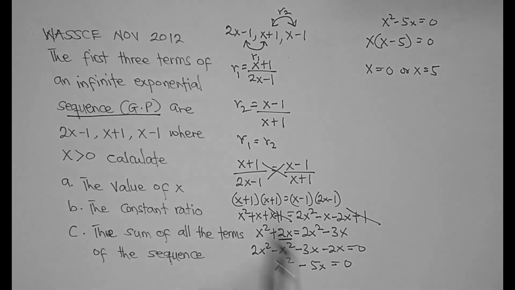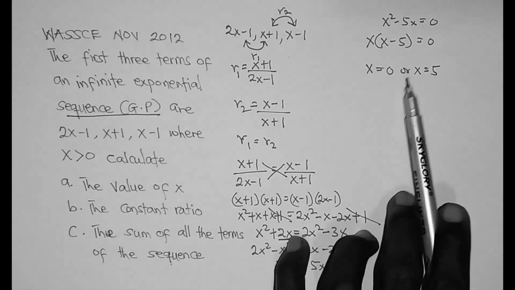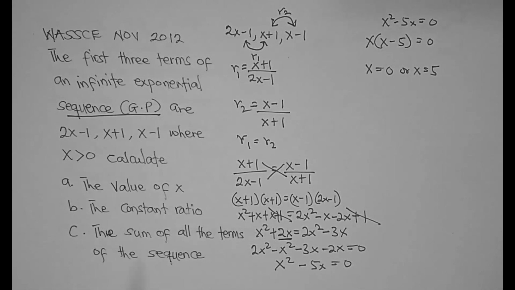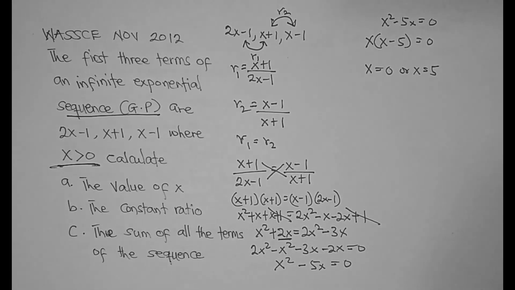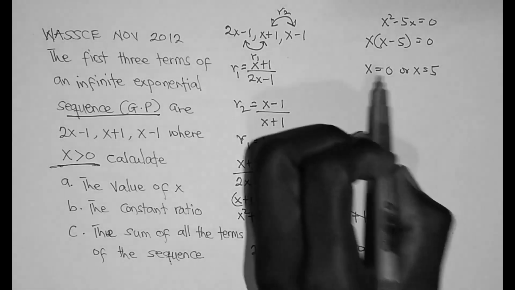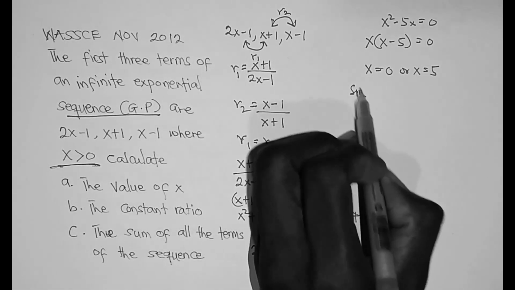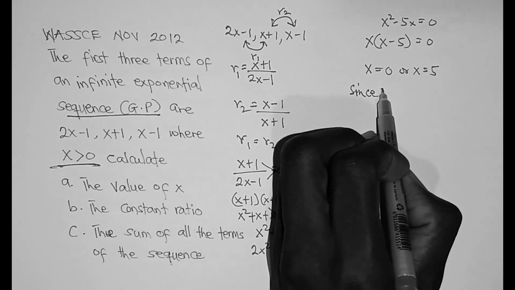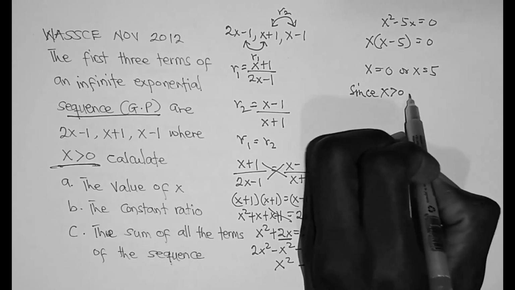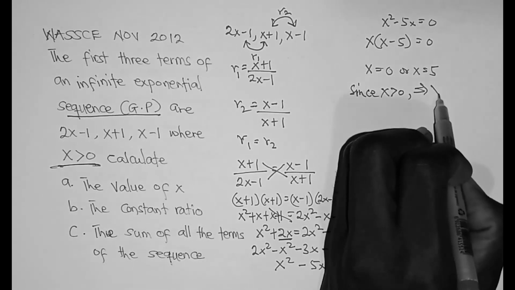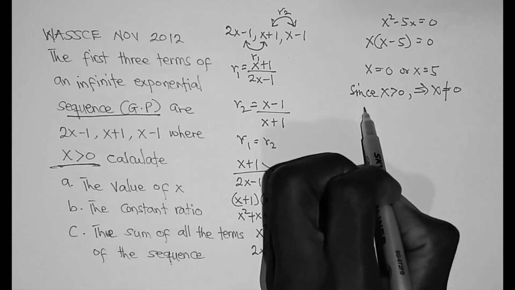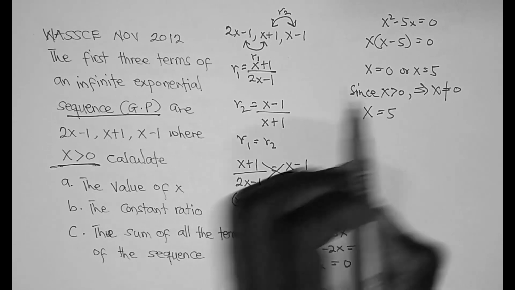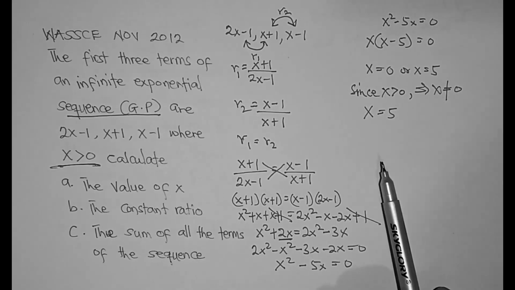However, this question puts a constraint on the values of x that we can have, because it says that one of the constraints is x is greater than 0. So since x is greater than 0, it implies that x cannot be equal to 0, and therefore x is equal to 5. So let's use x equals 5 to find the members of the sequence.